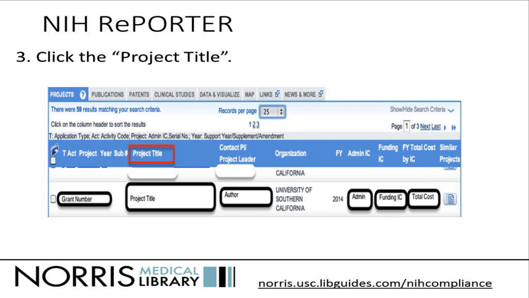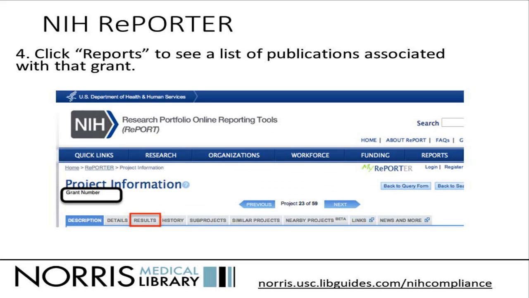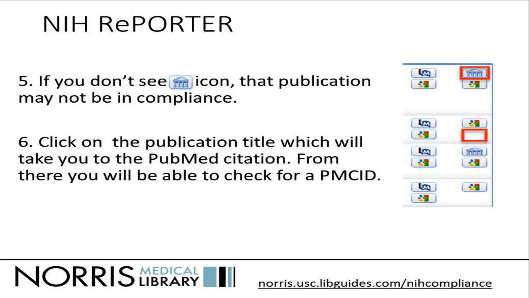Click the project title of the project you're interested in reviewing. Click Reports to see a list of publications associated with that grant. If you don't see the little Greco-Roman architecture icon next in line with a specific publication, that publication might not be in compliance with the NIH Public Access Policy. Clicking on the publication title will bring you to the PubMed citation, where you'll be able to see whether there is a PMC ID or not.